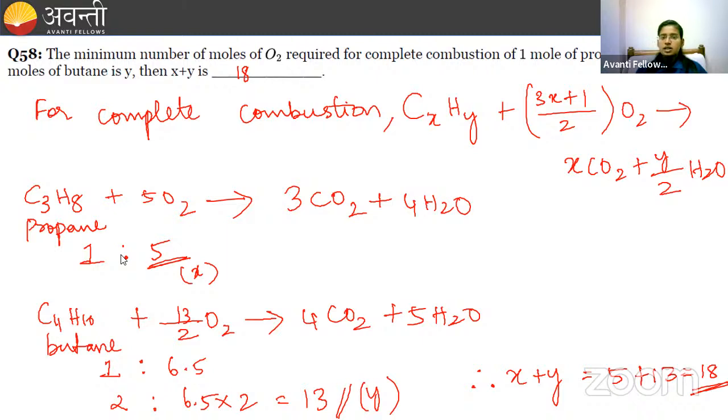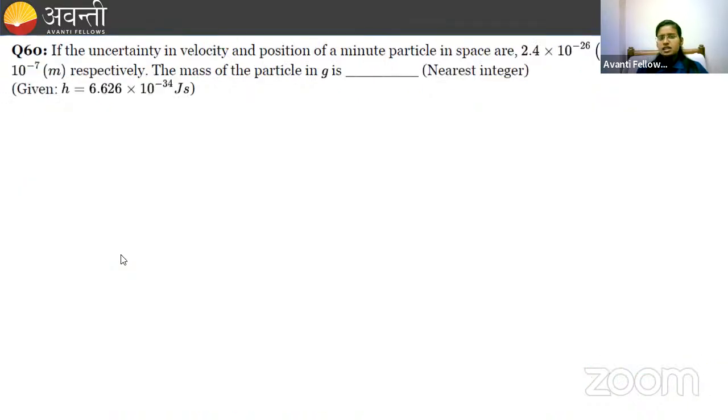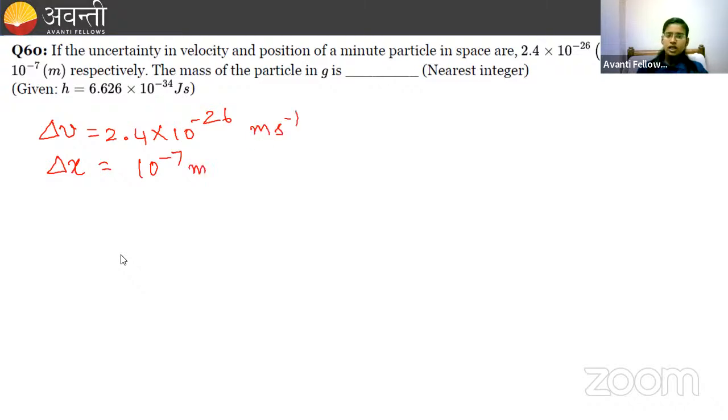Now next, coming to question number 60. If the uncertainty in velocity and position of a minute particle in space are 2.4 into 10 to the power minus 26 and 10 to the power minus 7 respectively, the mass of the particle in gram is. So the uncertainty in velocity, which is nothing but delta V, is given as 2.4 into 10 to the power minus 26 meter per second. And the uncertainty in position, del X, is equal to 10 to the power minus 7 meter. Okay. We need to find out the mass of the particle.